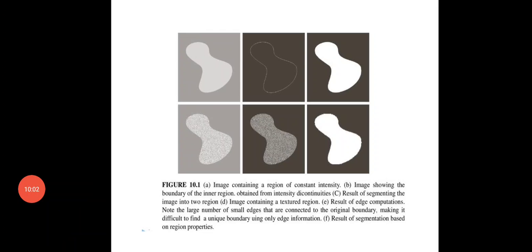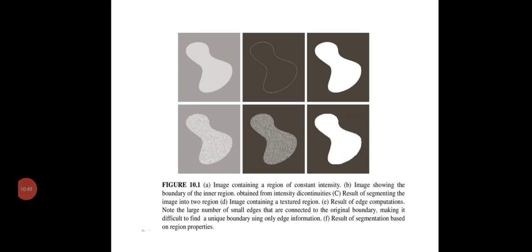In this figure, figure A represents the image containing a region of constant intensity, while figure B is showing the boundary of the inner region obtained from the intensity discontinuities. C is the result of segmenting the image into two regions. D is the image containing the texture region. E is the result of edge computations. Note the large number of small edges that are connected to the original boundary, making it difficult to find a unique boundary using only edge information. While F is the result of segmentation based on the region property.